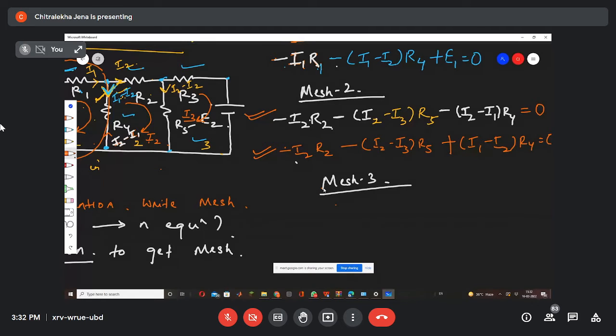Samudra Neel, tell me, absent. Ritika, tell me. Ritika Singh. Yes, ma'am. Tell, what is the mesh 3 equation, tell. Let it be wrong, no issues. Let us see how you are writing the equation. Tell me, quick. Ritika, tell me the mesh 3 equation.